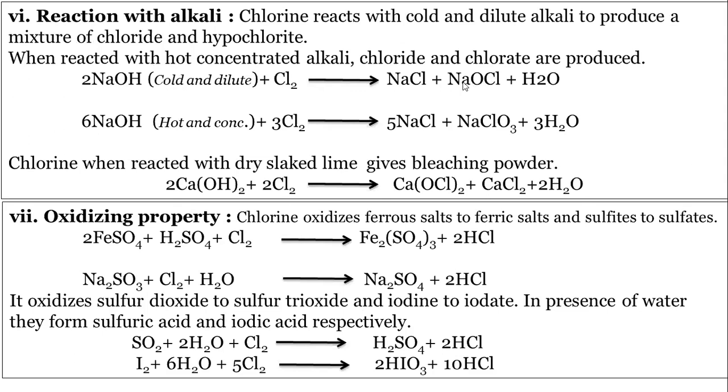When the alkalis are cold and dilute, they give a mixture of chlorides and hypochlorites. But when the alkalis are hot and concentrated, they give a mixture of chloride and chlorate. NaClO3 is a chlorate. NaOCl is sodium hypochlorite. Remember, NaOCl is sodium hypochlorite, and this is sodium chlorate. This is the difference. Also, when chlorine reacts with calcium hydroxide, this calcium hydroxide is also called slaked lime.